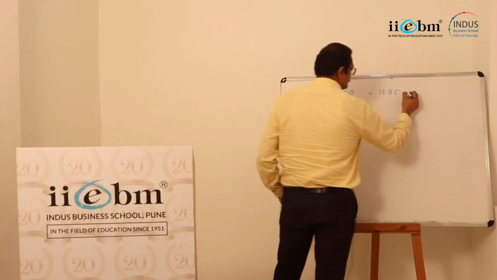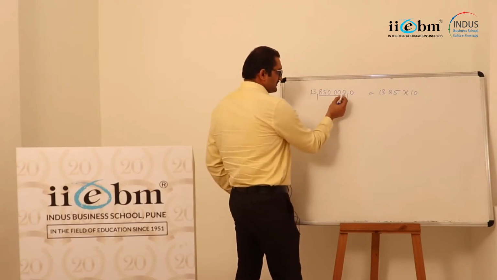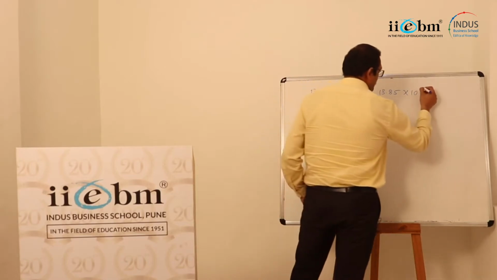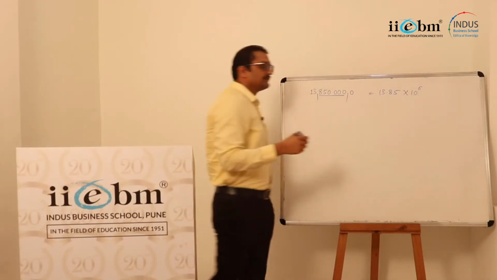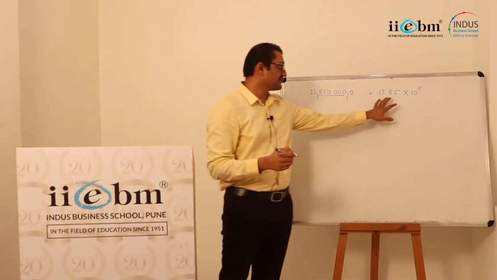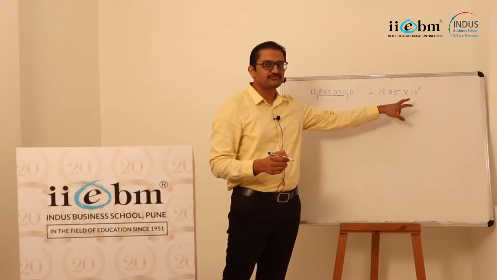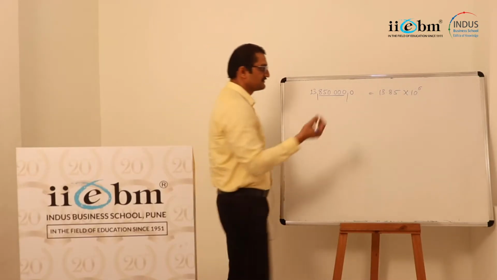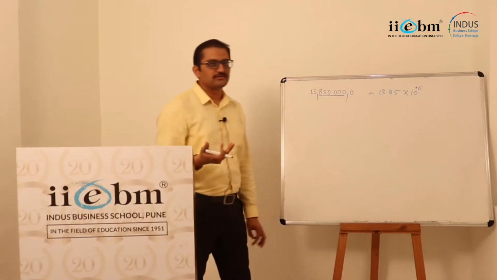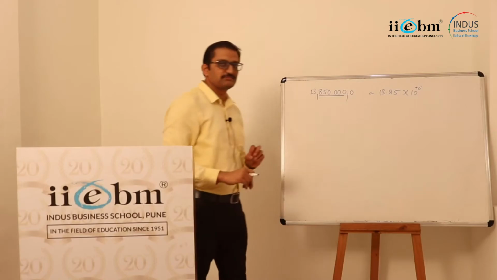Then I can represent this number as 13.85 into 10 raised to, this is 1, 2, 3, 4, 5, 6. So this number can be represented in the short form as 13.85 into 10 raised to 6. So this power is basically a positive power. So this largest number we can represent with the help of this notation.